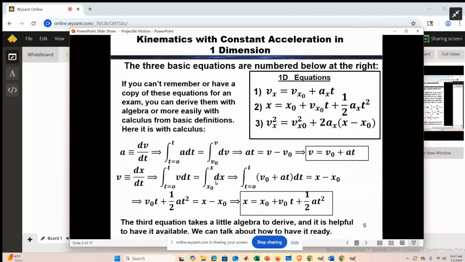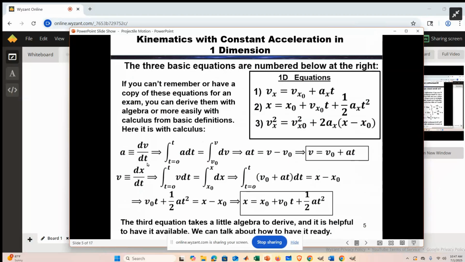These are the one-dimensional equations you should be familiar with before you start doing projectile problems. You should have done one-dimensional motion: a velocity equation, an x equation, and an equation that involves the squares of the velocities and the acceleration. You need to have these available if you're taking a test. If they're given to you, great.